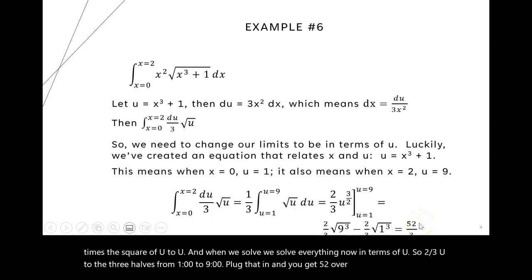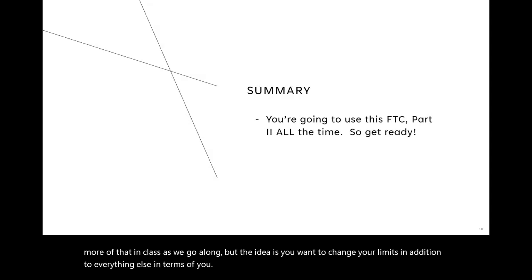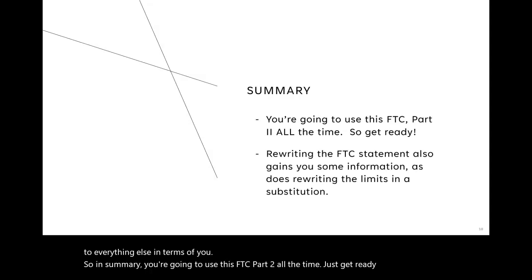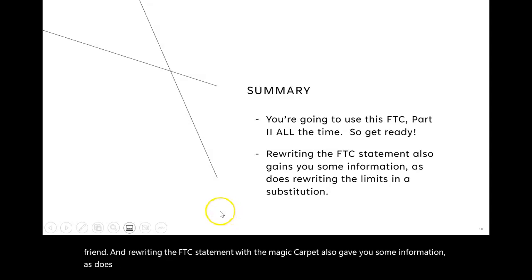We're going to practice more of that in class as we go along, but the idea is you want to change your limits in addition to everything else in terms of u. So in summary, you're going to use this FTC Part 2 all the time. Just get ready. It'll be your friend. And rewriting the FTC statement, with the magic carpet, also gained you some information, as does rewriting the limits in a substitution.